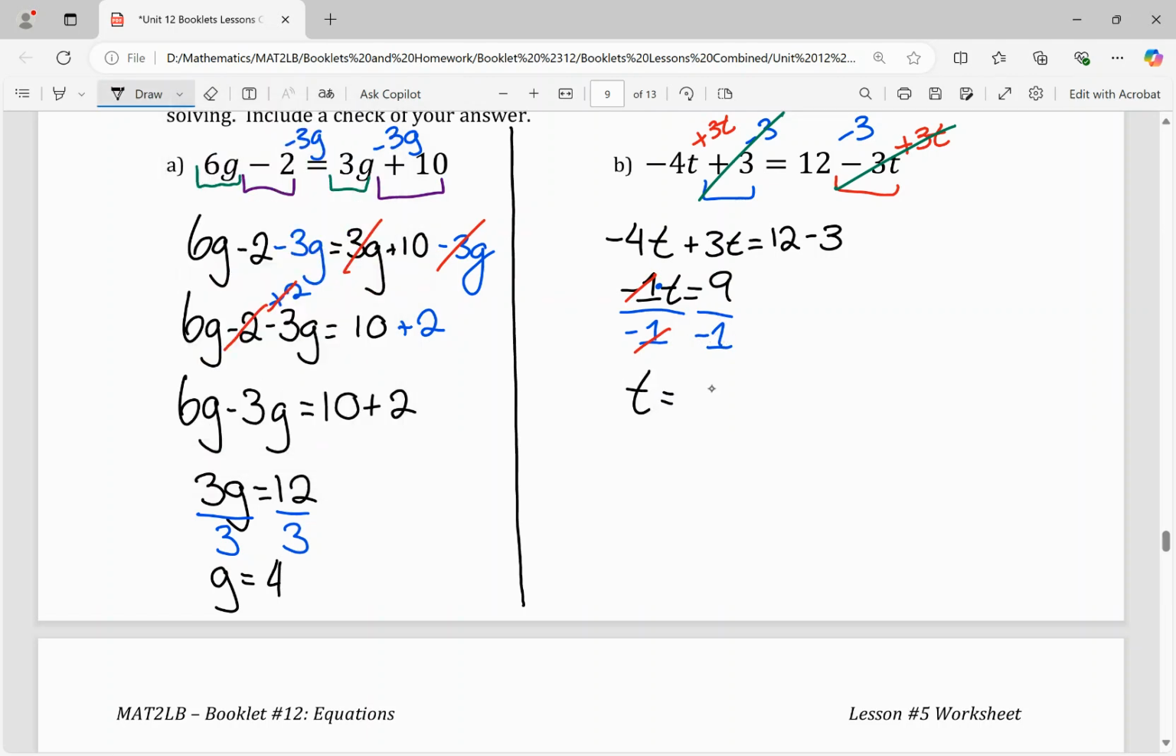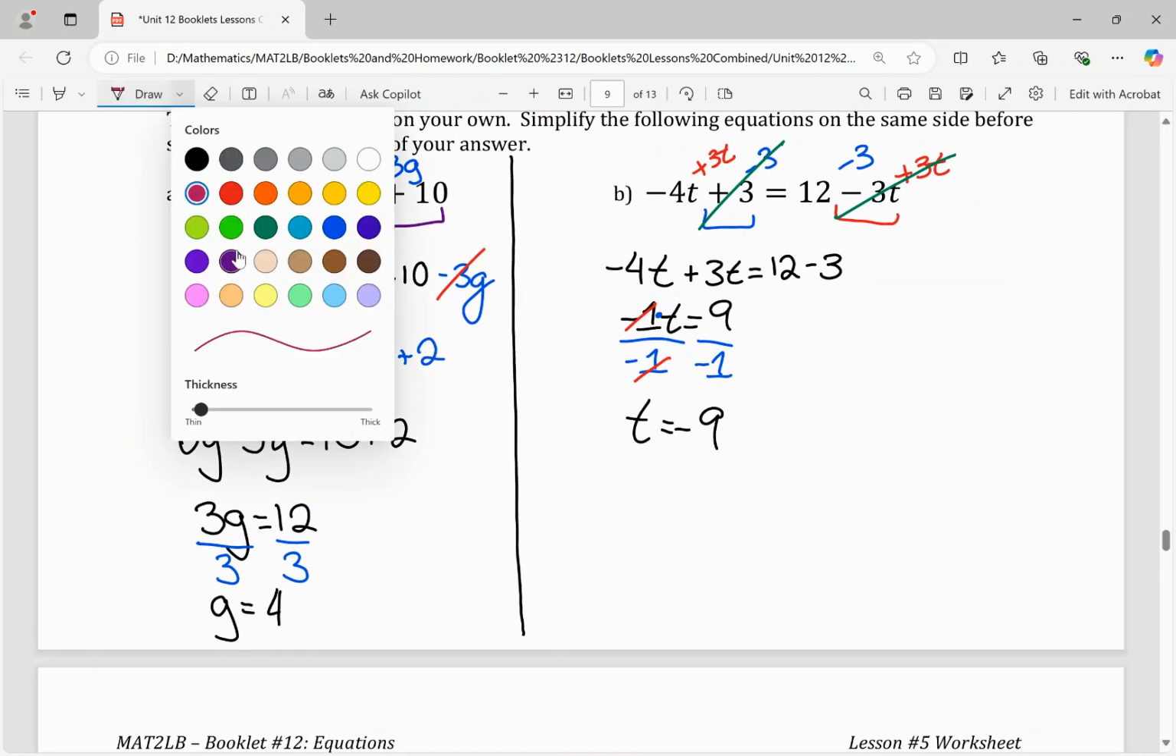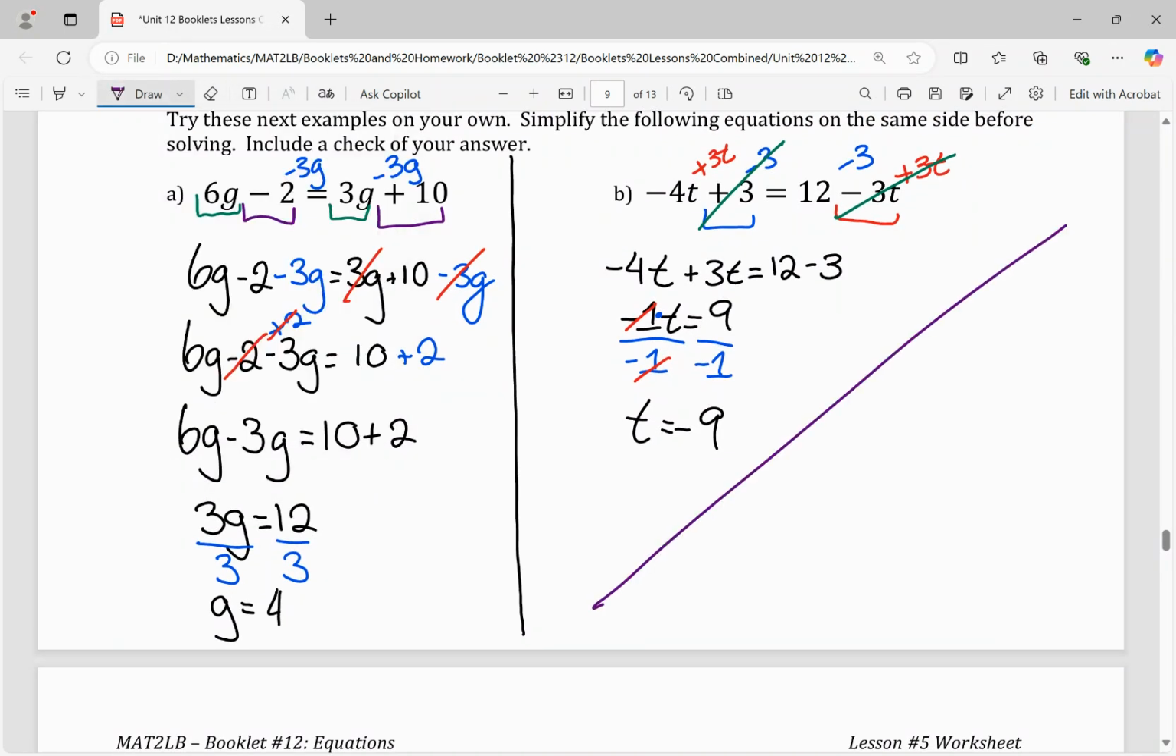Well, 9 divided by 1 is 9. That doesn't change. But we have one positive, one negative. Our answer is negative. So t is equal to negative 9, right? Why don't we check that because we have the room to do so?